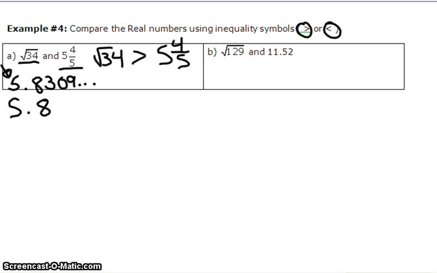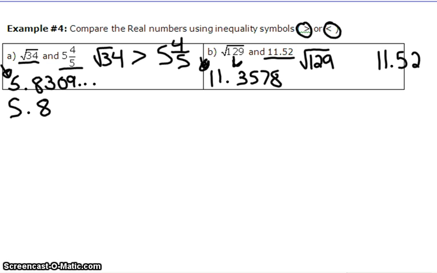So B, I would do the same thing. The square root of 129, if I turn that into a decimal, is 11.3578, and 11.52 is already a decimal. So if I look, 11.3578 is smaller than 11.52. So if I have the square root of 129 and 11.52, I would use the less than symbol because the square root of 129 is smaller than 11.52.